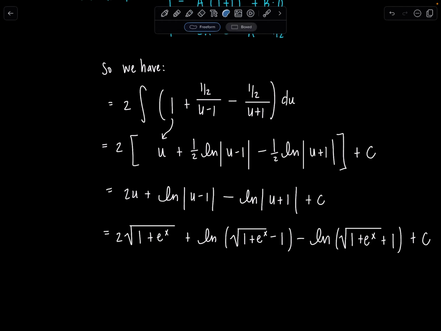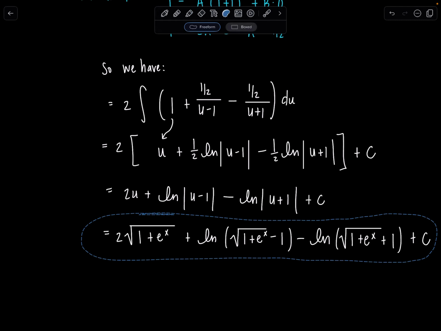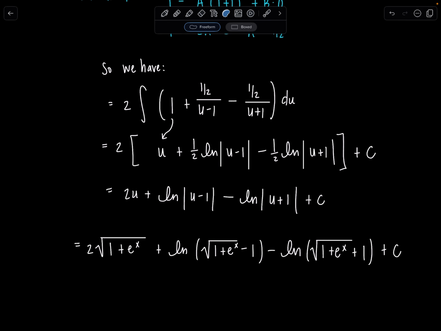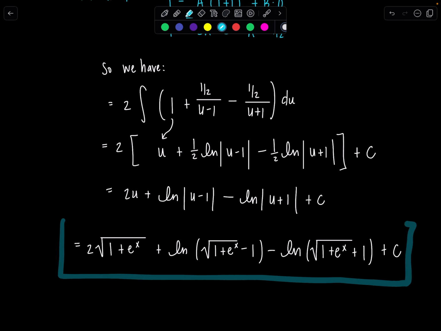So that's it. That is our solution. Let's scoot it over so we can fit a nice box around it. Box it with pride. That was a job well done. So I hope you all enjoyed this integral of the day.